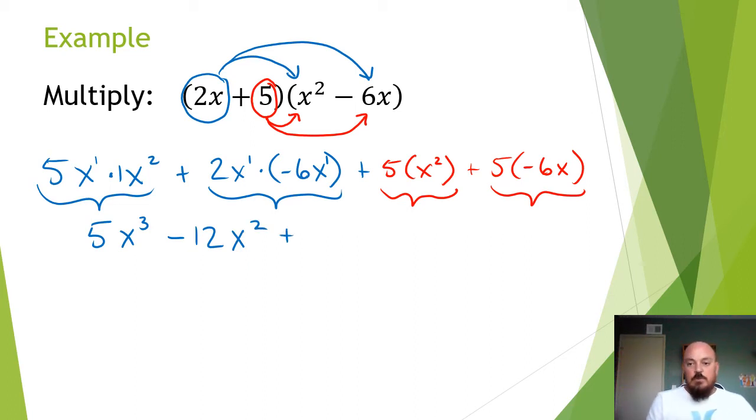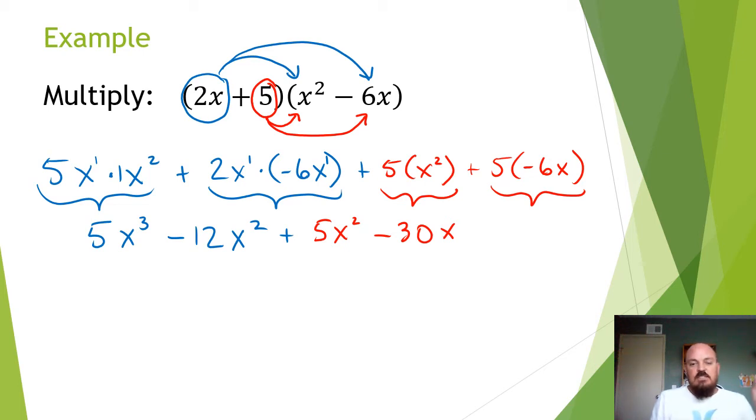Okay, so then we get to the red ones. 5 times x squared is just 5x squared. I'm just going to push those together. And for the last one, 5 times negative 6 is negative 30. And then that x, I'm just going to leave in the answer. I'm not combining it with any of it. So I did it in colors. In light blue is where I was distributing the 2x. In red, I was distributing the 5. Now what you want to do is look for common terms.